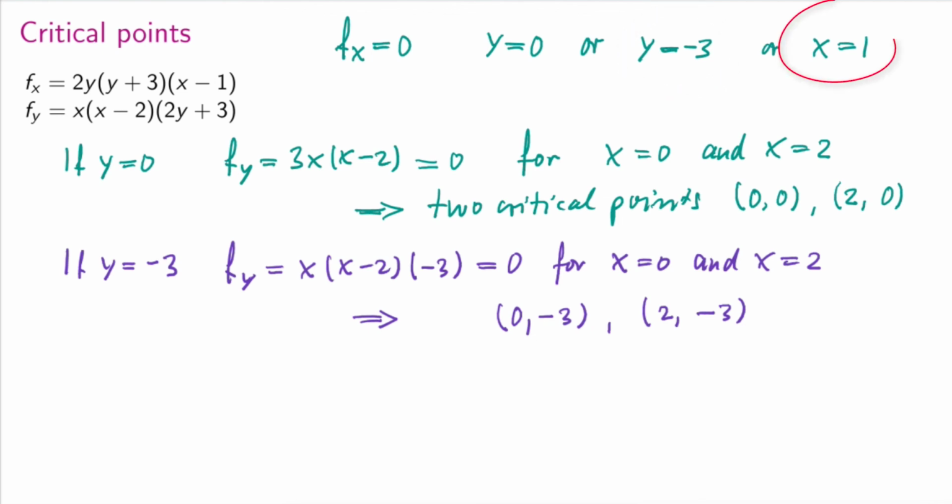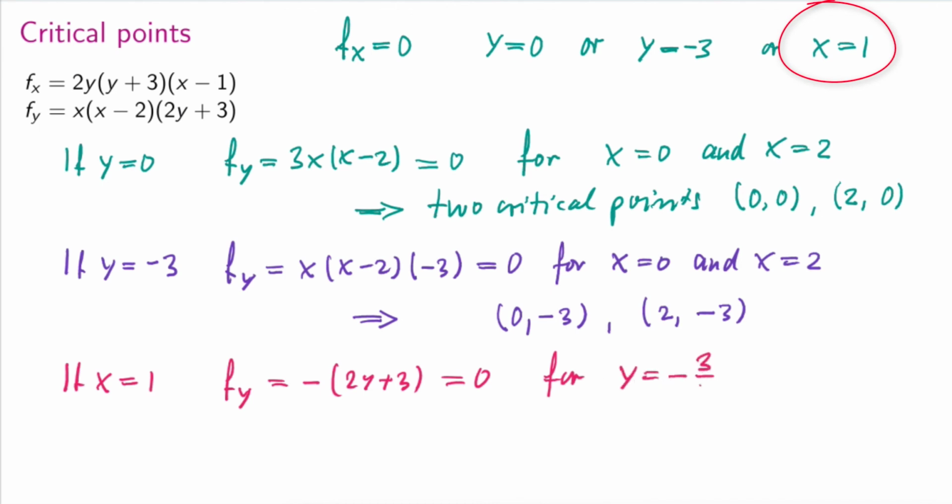And we have a final point here. If x is equal to 1 from upstairs there, then fy, now I sub in x is 1. So there's a 1, there is a minus 1. So this is minus (2y plus 3). And this is 0 for y is minus 3 half. Okay, so then we find a fifth point where x is 1 and y is minus 3/2.